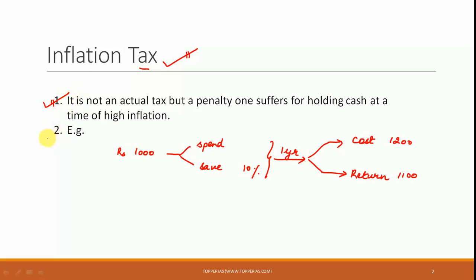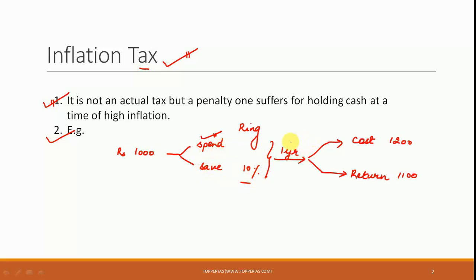Now an example is appropriate for understanding this particular idea of inflation tax. Now suppose you have rupees 1000 with you at a particular point of time. Now there are two options. Either we spend this money for buying something, suppose I want to buy a ring, or the second option is that I could save this 1000 rupees in my bank account at a rate of interest of 10%. Now I have chosen that I will save this money.